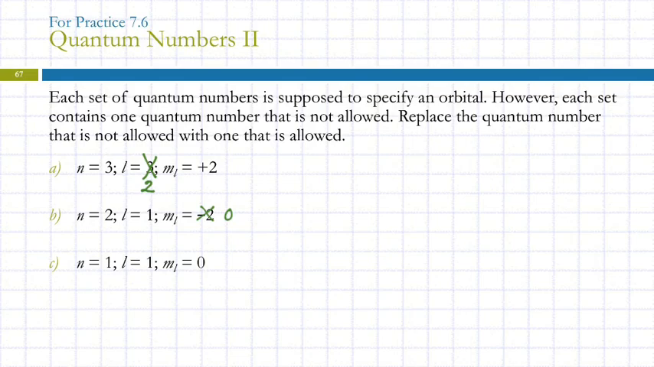M sub L starts with negative L. So here, well, it doesn't really start. There's just different possibilities. So it could be minus 1, 0, or plus 1. We just need to pick one that is allowed to answer this question. There are 3 different ones that are allowed. So we could also have 2, 1, and minus 1, or 2, 1, and plus 1. Those are also valid.